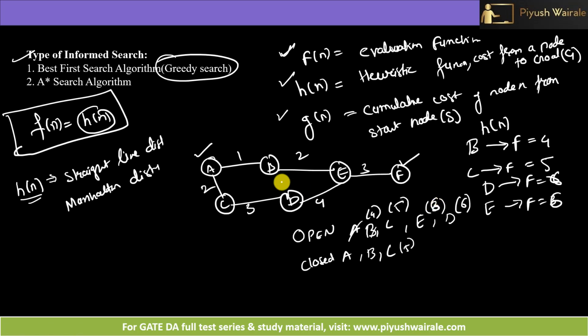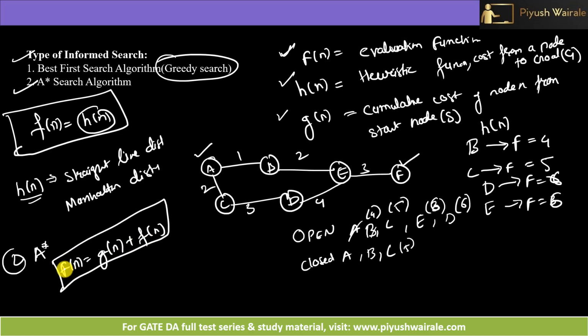So in short, what I want to say is that it will consider only the heuristic value, not the path cost, in the case of the greedy search algorithm. So this is what f of n equals h of n. Now in the case of the A star algorithm, the evaluation function becomes g of n plus h of n. Based on this f of n value, whichever has the lowest cost, we'll take that particular node. Here g of n is basically the cumulative cost of the node from the start node S, and h of n is basically from that particular node to the goal node.